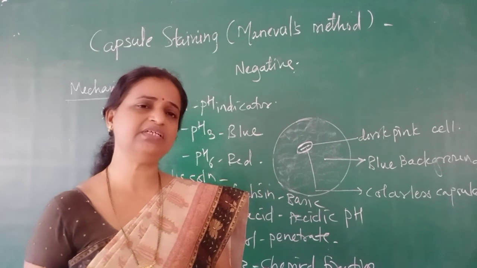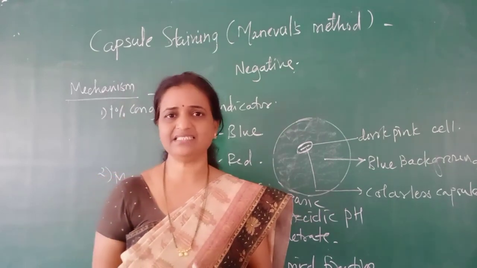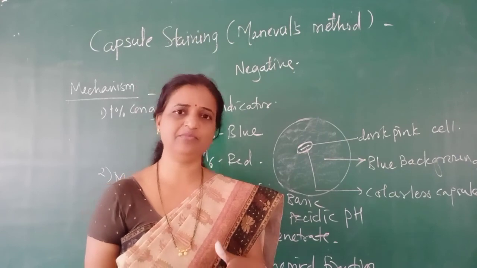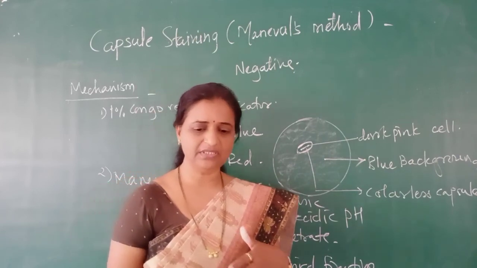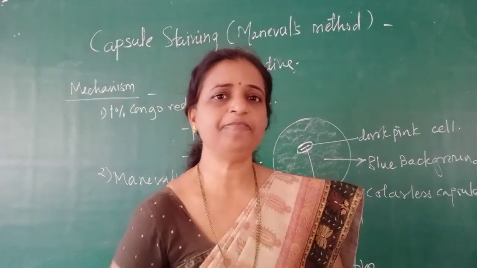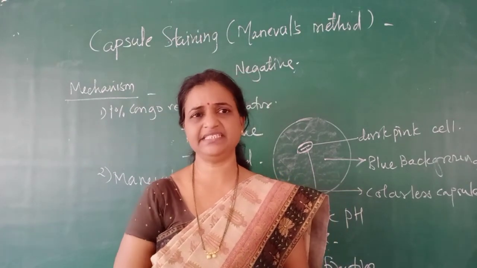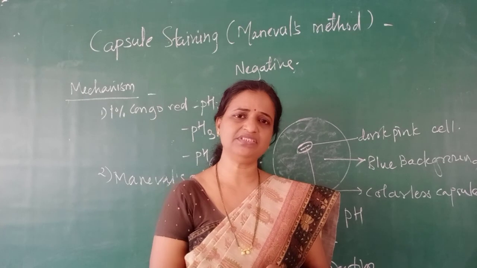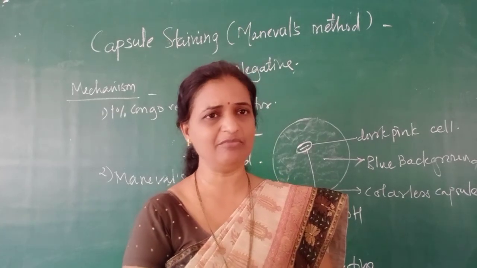So that is the second example of special staining, Maneval's method for demonstration of the capsule. Now in the next lecture we are going to observe the third example of special staining, and that is special staining required for demonstration of volutin granules by Albert's method.